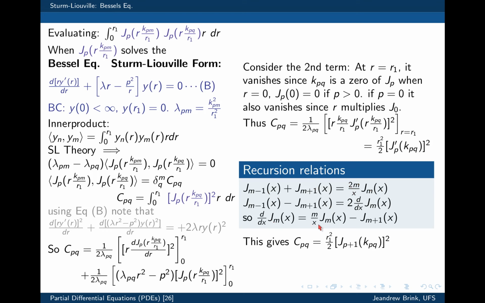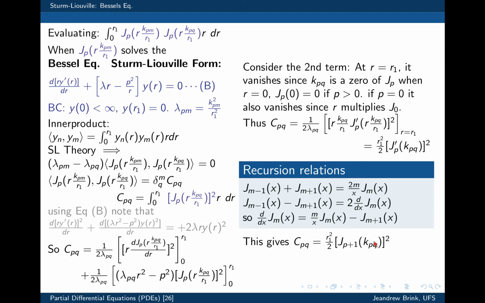Okay. And so if you combine these two, you basically get that the derivative of Jm of x is equal to m over x Jm of x minus J(m+1). Okay, and so if m is 0, you have that d/dx of J0 of x, which is what we have over here, is simply equal to minus J1 of x. And so this is the expression that they have in the textbook, or rather, a special case of this expression is basically that this factor, which is basically the norm of the Bessel functions, is simply the Bessel function of order p plus 1 evaluated at the qth zero of the Bessel function of order p.